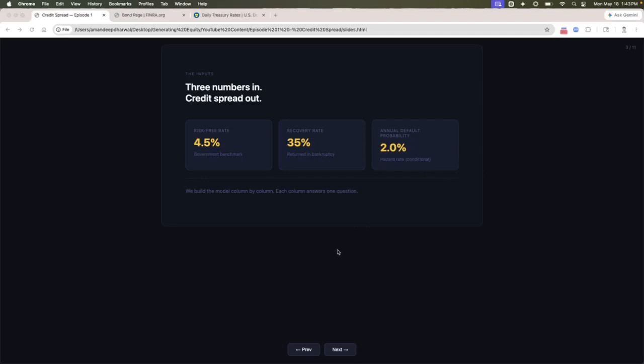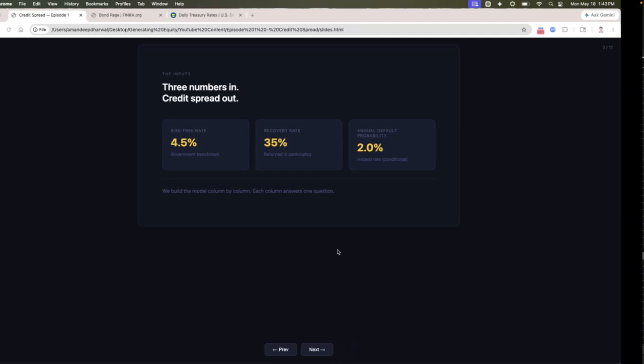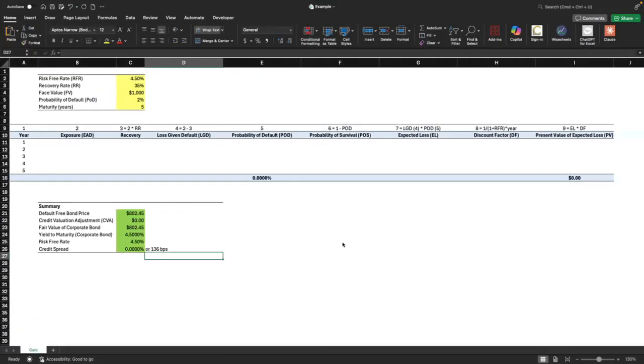So rather than working with the slides, let's move to the model itself and start building it one by one. Here, as you can see in the screen, I have input all the numbers which are required, which is a risk-free rate of 4.5%, a recovery rate of 35%, face value, which is the amount of money that you lend, of $1,000, a default probability of 2%, and let's assume that this bond will mature in the next 5 years.